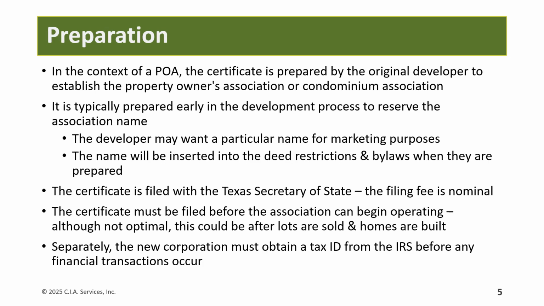For a property owners association, the certificate is prepared by the original developer to establish the association, whether it be a property owners association or condominium association. It's typically prepared early in the development process to reserve the association name. The developer may want a particular name for marketing purposes, and they need to register by creating this corporation with the state of Texas. And in addition, that name will be needed in the deed restrictions and bylaws when those are created. The certificate is filed with the Texas Secretary of State's office.